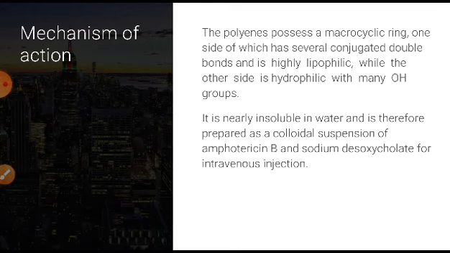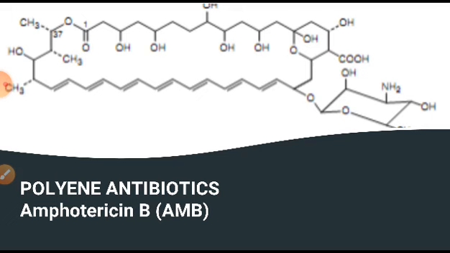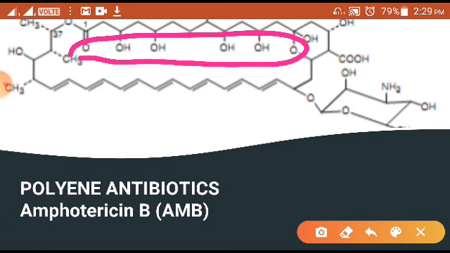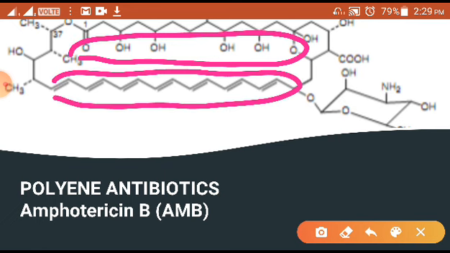Its mechanism of action is very distinct, and if you see the structure of Amphotericin B, you can find the role in the mechanism of action as well. The polyene possesses a macrocyclic ring, one side of which has several conjugated double bonds and is highly lipophilic, while the other side is hydrophilic with many OH groups. You can see this in this structure: this side has many OH groups, and this side has many double bonds.